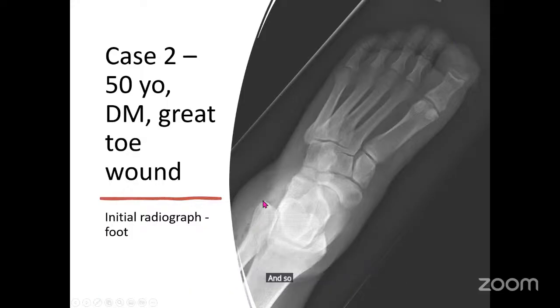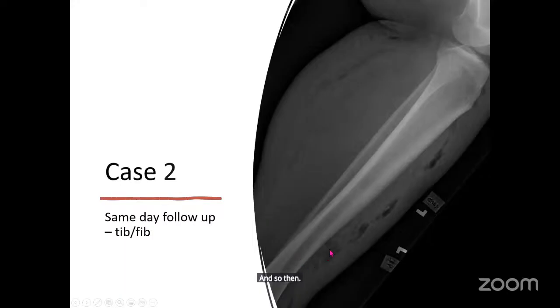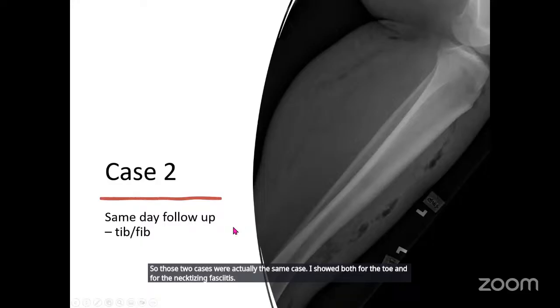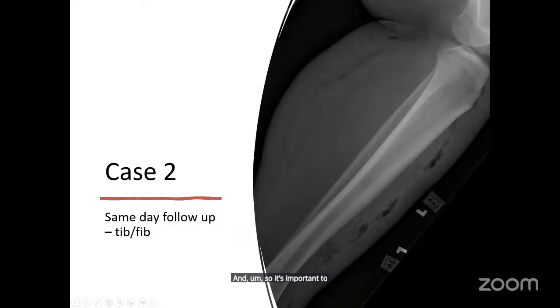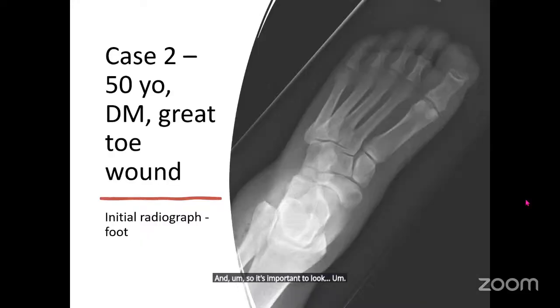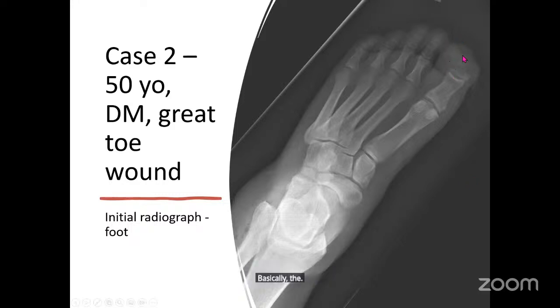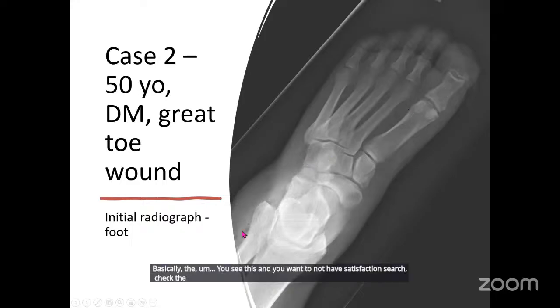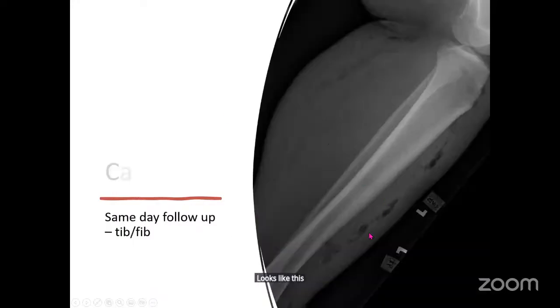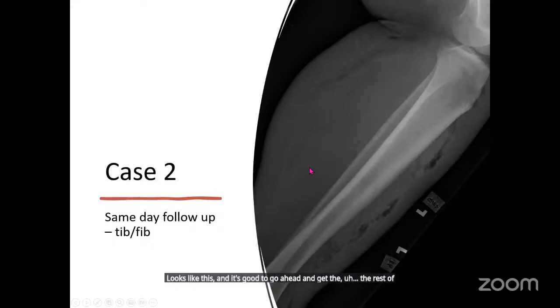And so then the follow-up lower extremity was the case that I showed you of necrotizing fasciitis. So those two cases were actually the same case I showed, both for the toe and for the necrotizing fasciitis. And so it's important to look. We say, don't lose the forest for the trees. Basically, you see this and you want to not have satisfaction of search, check the whole thing, because if you have something on the edge of your field over here that looks like gas, then it's good to go ahead and get the rest of the limb, and that's where we happen to see all this.